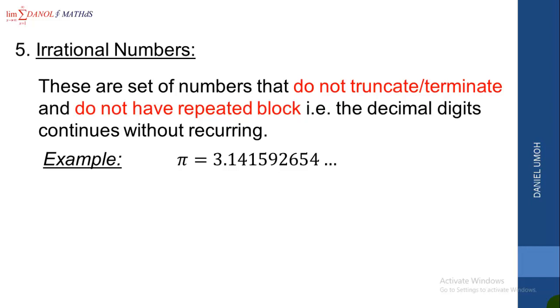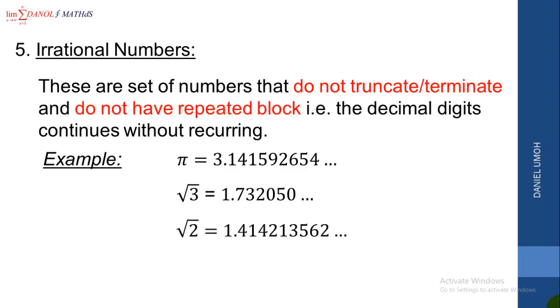Another one is square root of 3. Square root of 3 is 1.732050, and that is how it continues. It doesn't terminate, and it doesn't have a repeated block. Square root of 2 is 1.4142135562, and so on. No repeated block. So these are examples of what? Irrational numbers. The set of irrational numbers is denoted by the letter Q'.